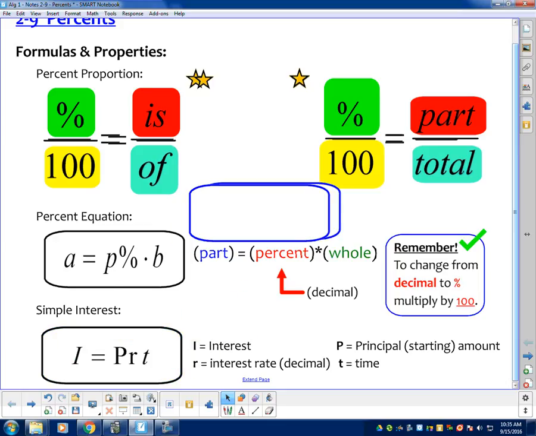Simple interest formula: interest equals P, for principal, or starting amount, if you invest $1,000 in the bank, times R, which is the interest rate, written as a decimal. Maybe it's 3% annual interest, so you'd use 0.03, times the amount you started with, and then T is the time. So those are our formulas for percent. We'll go ahead and apply those. If you need to, you can pause the video and write down these formulas. You'll need them for the problems you're working on.